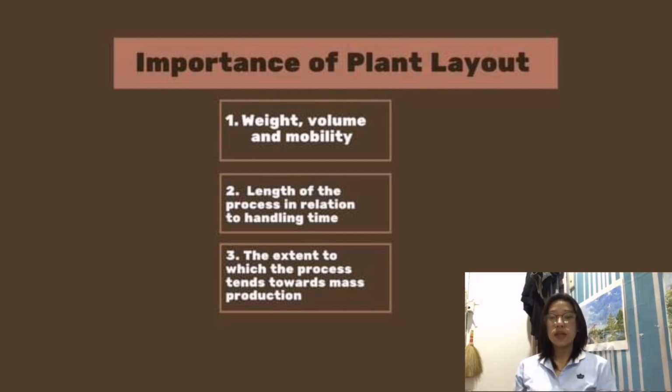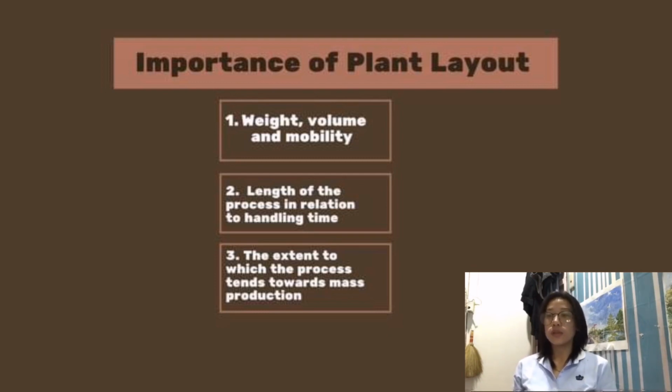The second factor is the length of the process in relation to handling time. It is very important since the goal of a good plant layout is to minimize handling time. In manufacturing goods, less handling of materials is good because it improves productivity. The last factor is the extent to which the process tends towards mass production.